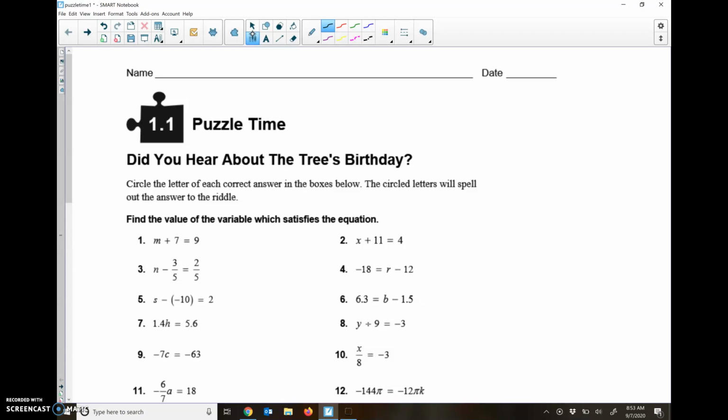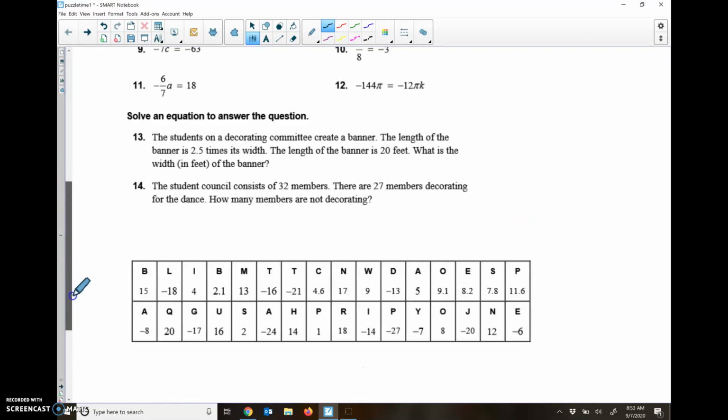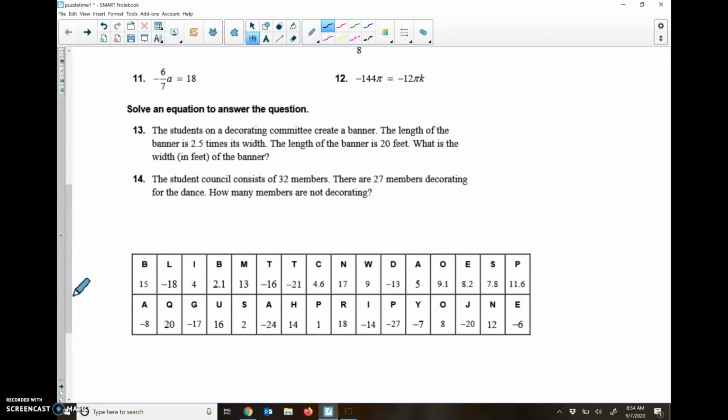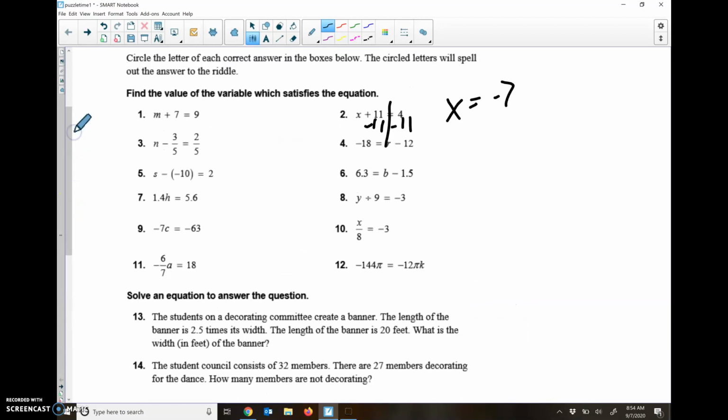So if we look at number 2 here, we have x plus 11 equals 4. So I'm going to end up subtracting 11 because it's a plus 11. And I have x equals 4 minus 11, which is negative 7. And the good thing about these puzzle times is, if you look down at the bottom, usually there's a bank of answers there. So negative 7 has to be down here somewhere. And if I look, negative 7 is down here with the Y. So usually if your answer isn't there, that's a good indication that you might have messed up somewhere.